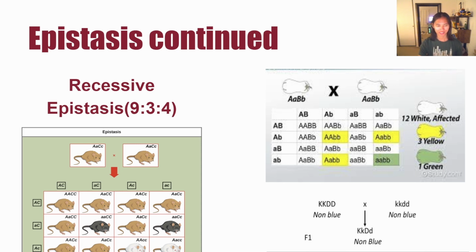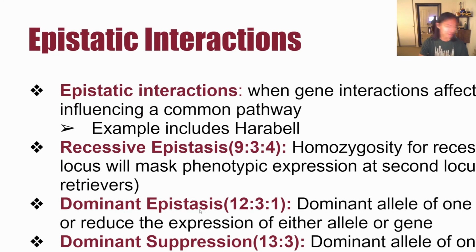So as we can see over here, these homozygous recessive Cs mask the colors that should be over here. They should be black, they should be brown, but they're masked by the homozygous recessive. Let's move on to dominant epistasis. With a 12:3:1 ratio, the dominance of one allele masks or reduces the expression of the other allele or gene.